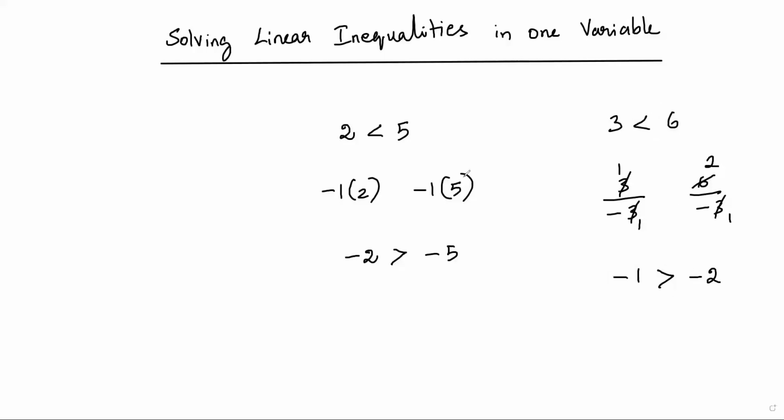So from these two examples, we clearly understand that whenever we multiply or divide both sides of an inequality by the same negative number, we have to flip the inequality sign. If it is less than, in the resulting inequality, you have to change it to greater than. If it is greater than, you have to change it to less than. Okay, now let's look at another example.